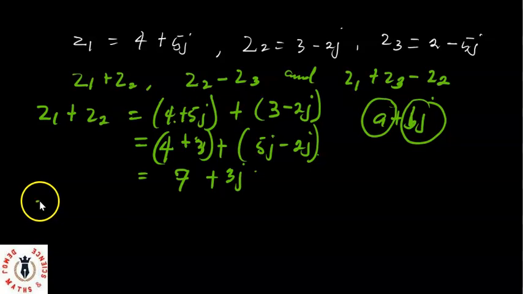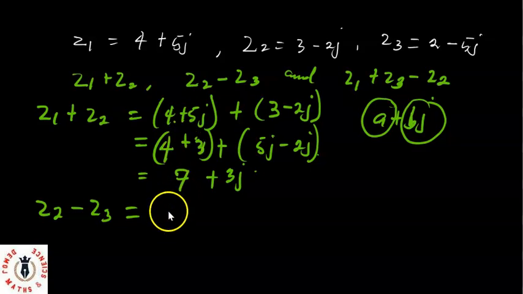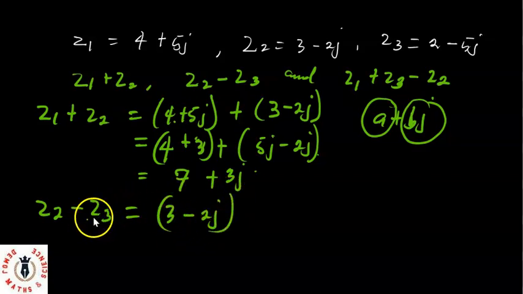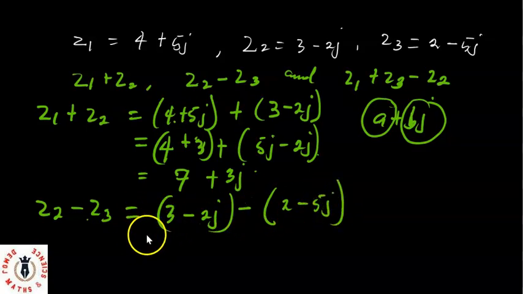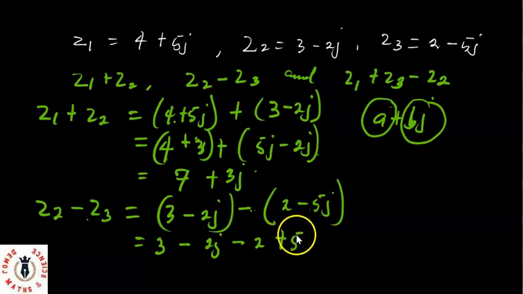Now, let's look at the second part. The second part is z2 minus z3. That will be equal to z2, which is the same thing as 3 minus 2j. Now, I am subtracting, so that this will now be minus into 2 minus 5j. Now, to expand this bracket, it becomes 3 minus 2j. Now, remember there's a minus here. This minus will open this bracket to become minus 2. Minus again multiplies this minus here to become plus 5j.